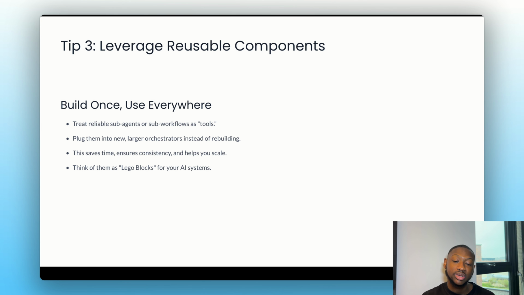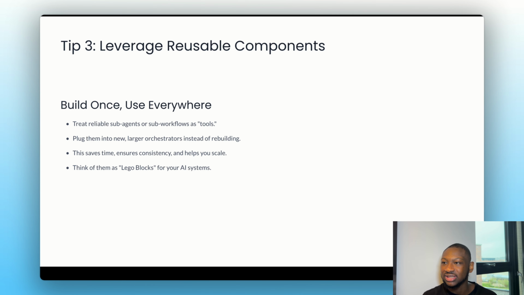So now, the third one: you should always leverage reusable components, which basically means build once and use it everywhere. Treat reliable sub-agents or sub-workflows as tools for your AI agent. Plug them into new and larger orchestrators instead of rebuilding. This saves you a lot of time, ensures consistency, and helps you scale. Think of them as Lego blocks for your AI systems.